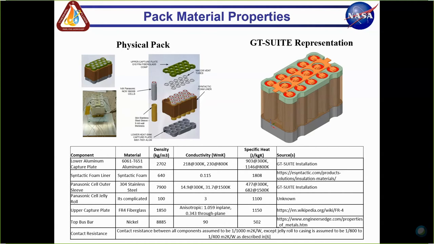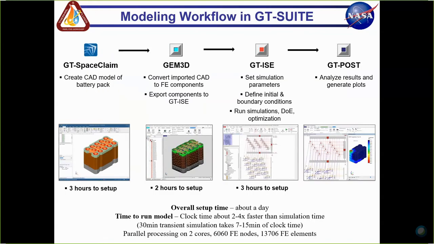Then there are some basic assumptions that we're using for the contact resistance between all contacts inside the pack. As a reference, because we don't really know the detailed information about the pack, we just assume it's 1/1,000 of the resistance. The exception is the resistance between the jelly roll and the casing, where we use that same reference that Kylie had pointed out earlier. It's anywhere between 1/800 and 1/400 in terms of those values.